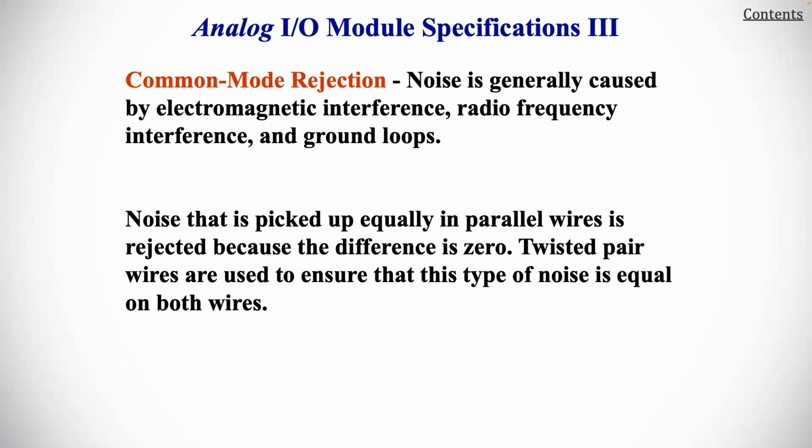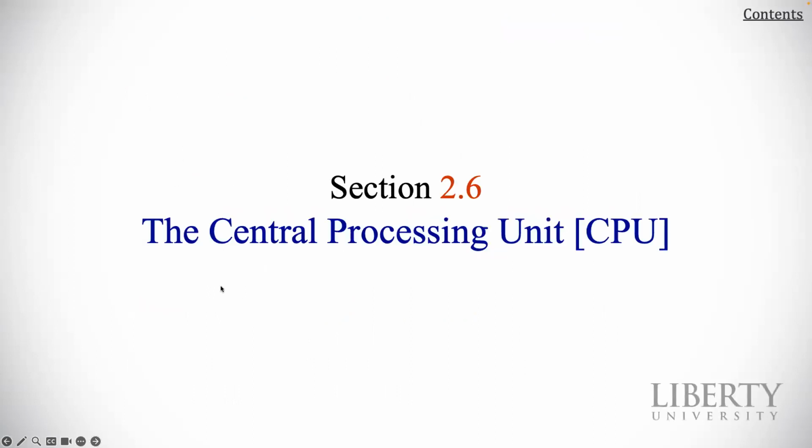That's important. Noise is generally caused by electromagnetic interference, RF interference, and ground loops. This is something that, for analog signals, you especially need to be concerned with.